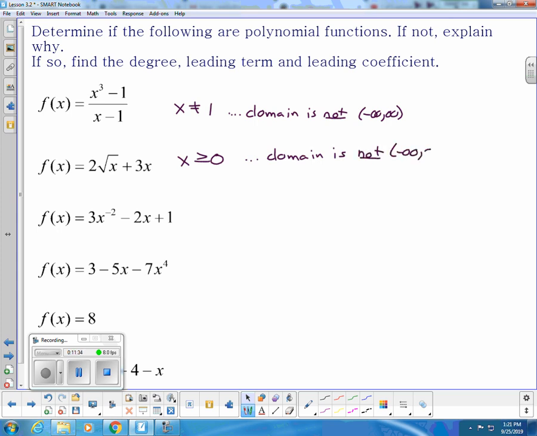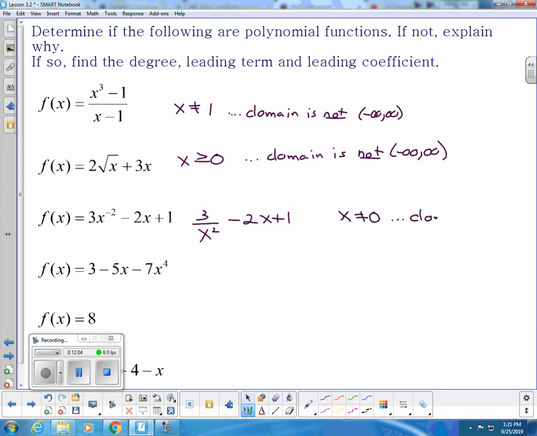So if there's ever a restriction, it cannot be a polynomial. What about this next one? What does the negative 2 exponent do? In reality, how could I rewrite this? The square's in the denominator, right? You can't have a negative exponent, it has to go downstairs. So x cannot equal 0.